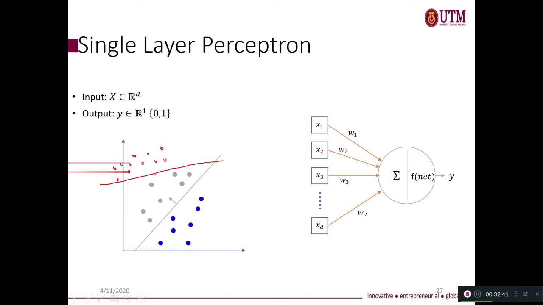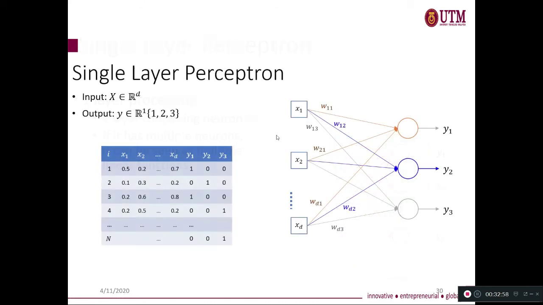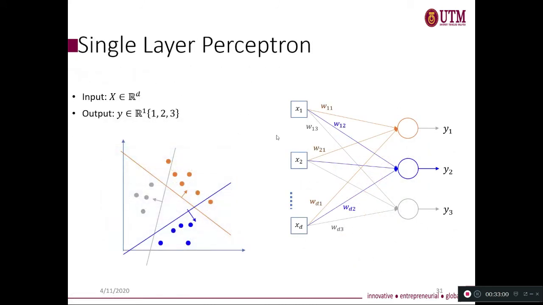So a combination of many neurons, for example, you have many neurons combined together, then you will find out any non-linear cases can be solved. Okay, that is a single layer perceptron.